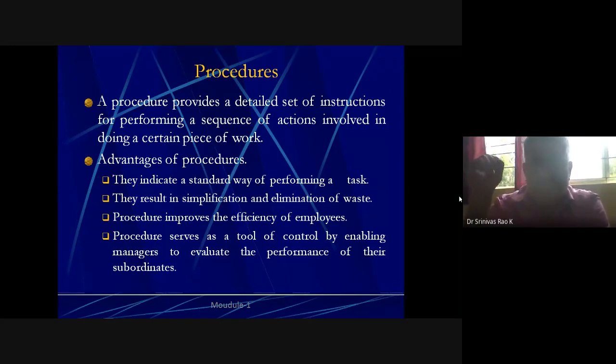Procedure serves as a tool of control by enabling managers to evaluate the performance of their subordinates. This also serves as a tool for the manager to control subordinates, to see how they are working, whether they are following the procedures or sticking to whatever is written in the SOP, the standard operating procedures, for conducting some kind of technical process. If they are not following it, you can assess them.